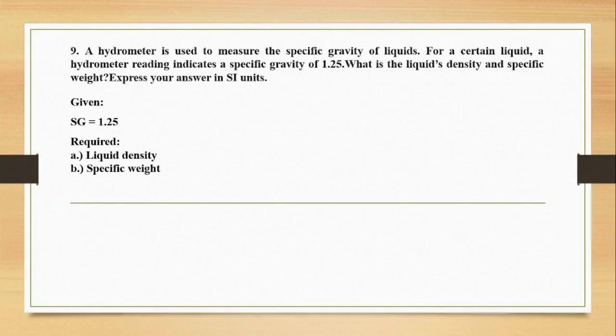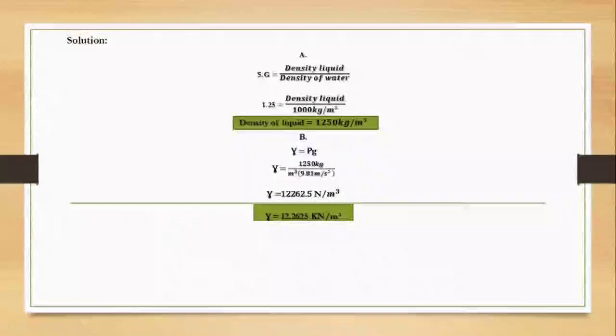Our last question for the midterm problem: a hydrometer is used to measure the specific gravity of liquids. For a certain liquid, a hydrometer reading indicates a specific gravity of 1.25. What is the liquid's density and specific weight? Express your answer in SI units. What is given is a specific gravity equal to 1.25. We need to find the liquid density and the specific weight. So proceed to the solution.